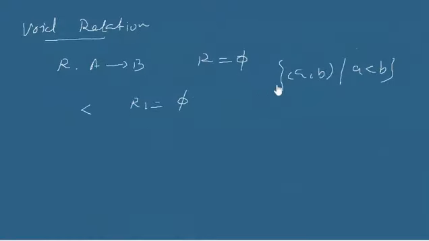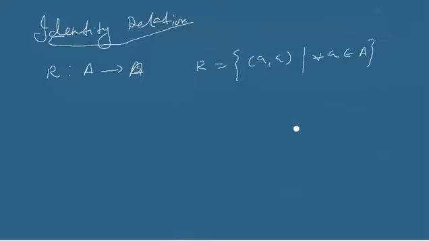So this particular relation is a void relation on this A and B. So how can you define a void relation? A relation R is said to be a void relation if R is equal to φ, or R contains no elements of A cross B. Then R is a void relation from A to B.